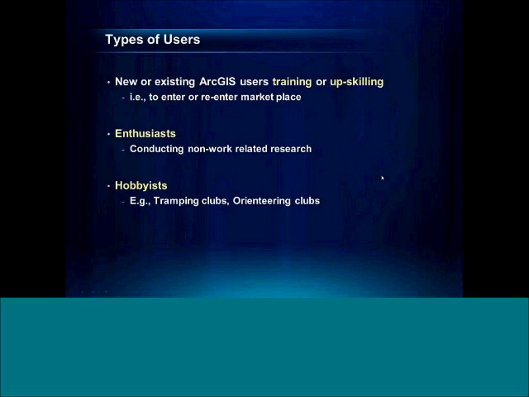So the typical types of users: new or existing. Those who are new to ArcGIS and are looking to train themselves, or those who are familiar with ArcGIS and are looking to upskill, enter or re-enter the marketplace. Other interested parties include enthusiasts who are conducting non-work related research, again, private projects of interest that you would do at home. And hobbyists, for example, tramping clubs, orienteering clubs, other sports and leisure type activities would benefit from the program.